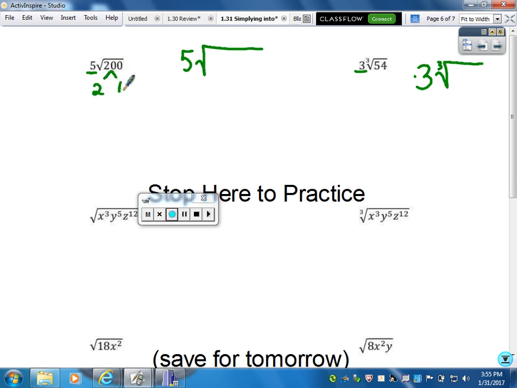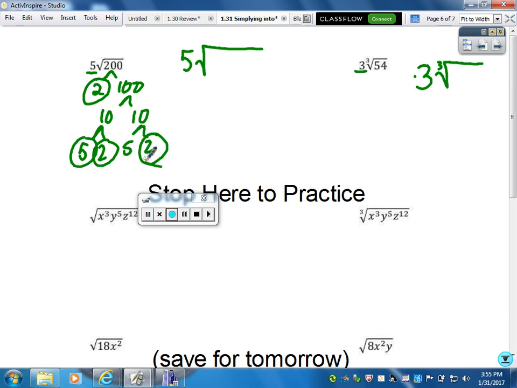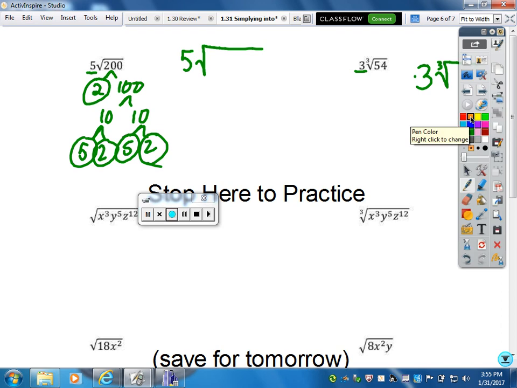I'm thinking 2 and 100, and then I'm thinking 10 and 10, and 5 and 2, and 5 and 2. So on the outside of my radical, I've got a 5, and it's going to be joined with another 2. Here it is, 2 and 2, so a 2 joins that 5. And look, I've also got a pair of 5's right here. So I've used up nearly all my numbers. One more left, this 2 right here. So this lonely old 2 goes inside.